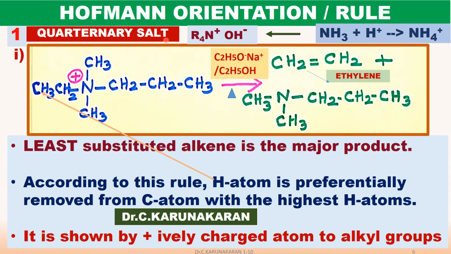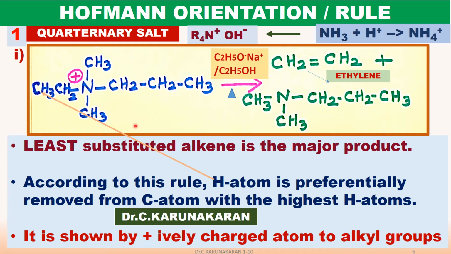Quaternary ammonium salt is represented by the formula R4N+ OH-. It is a derivative of ammonium, formed when ammonia reacts with 4 moles of alkyl halide. It gives the quaternary ammonium salt. We have studied this in the amines chapter. So this is how it is synthesized, by reacting ammonia with excess alkyl halide. This is formed as the product. For example, this is one example.